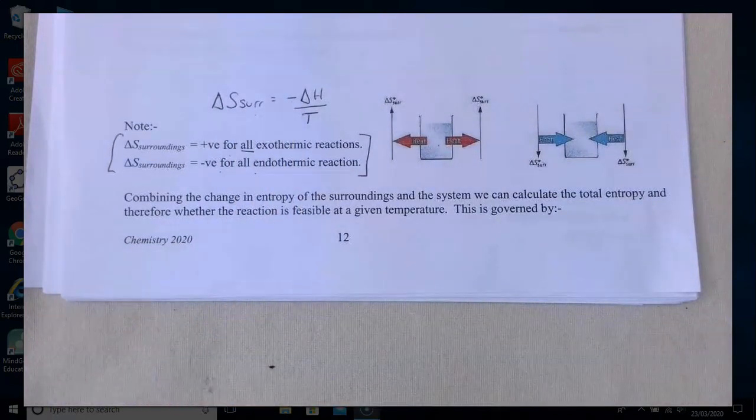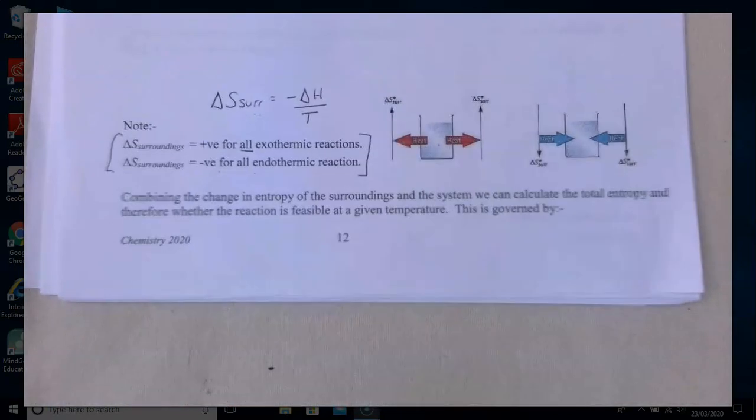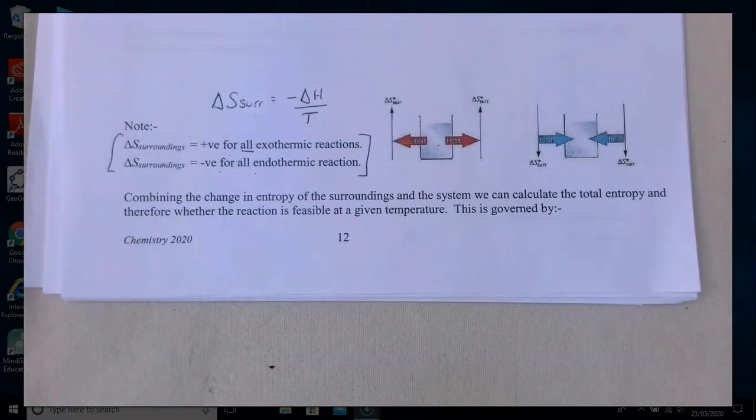Okay, now that's the end of this video. This was looking at the entropy of the surroundings. The previous video was looking at the entropy of the system. So in the next one, we're going to put those two things together, and we're going to be able to calculate the total entropy change, and that will give us whether or not the reaction is feasible or not.